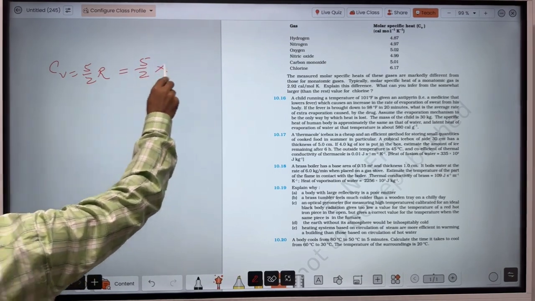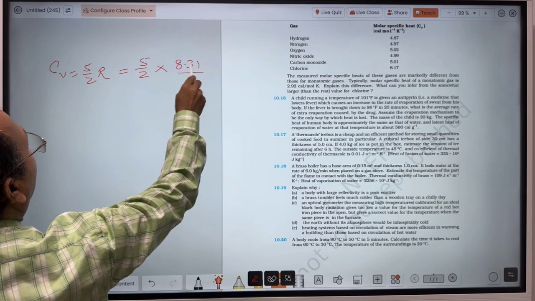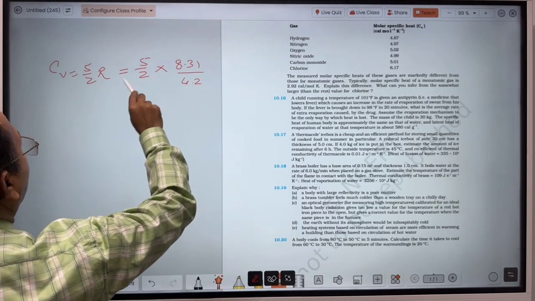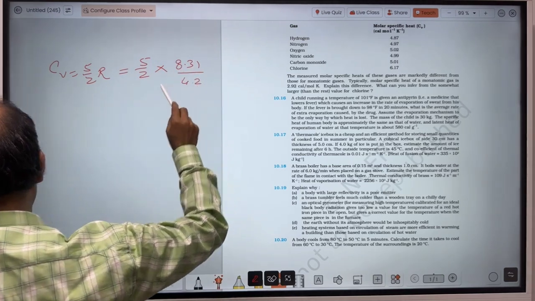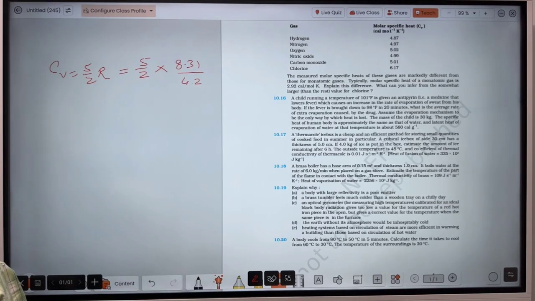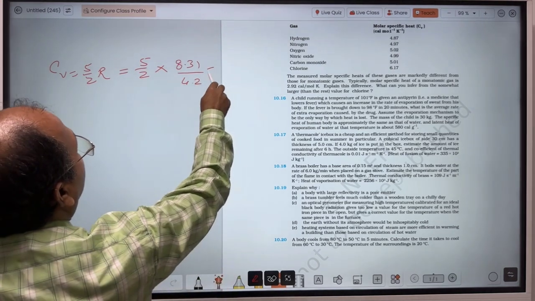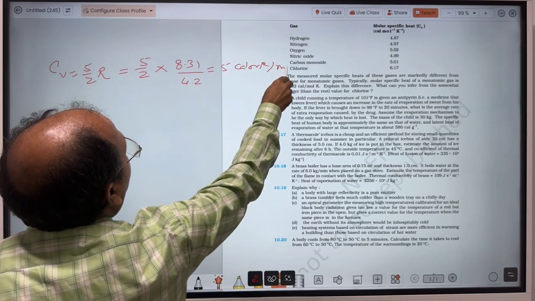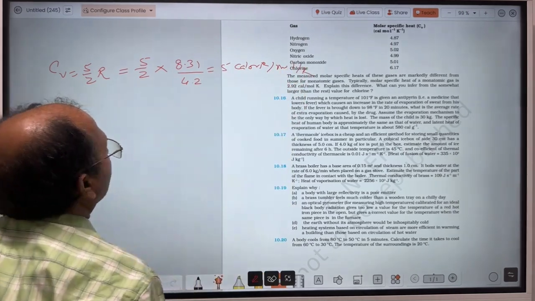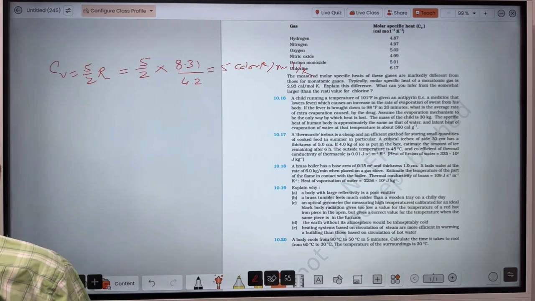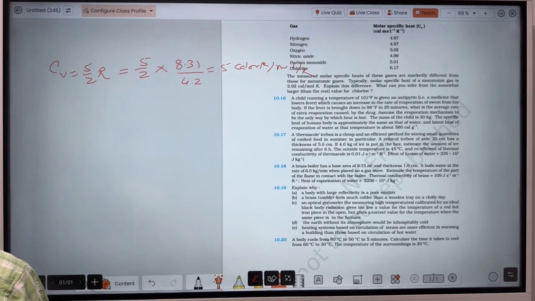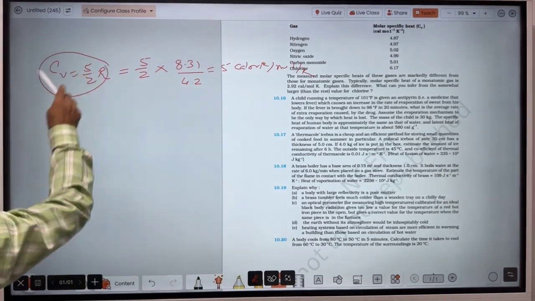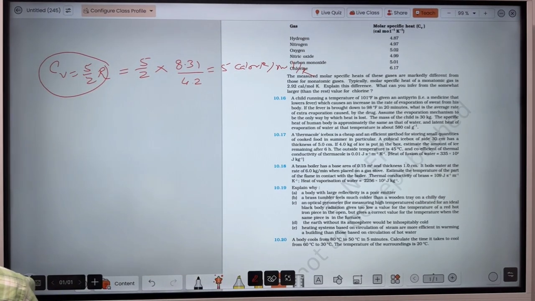R is a gas constant whose value is 8.31, and if we convert in terms of calorie, then we have to divide by 4.2, which gives 5 calorie per mole per Kelvin, right? So this will be around 5 calorie per mole per Kelvin. So that is the value. Here, as I told you, in case of chlorine, there must be vibrational mode also. And if you want to know why, there is a very simple concept.